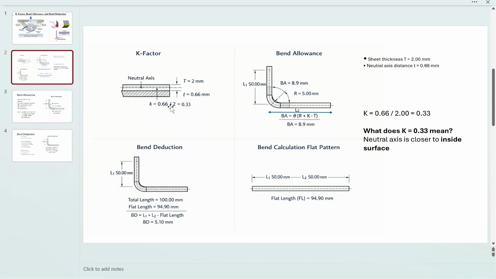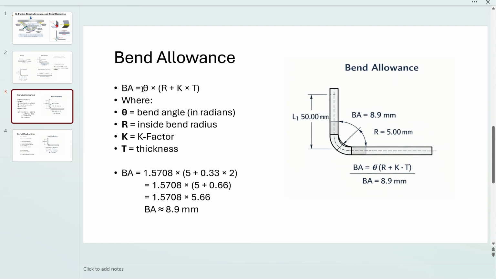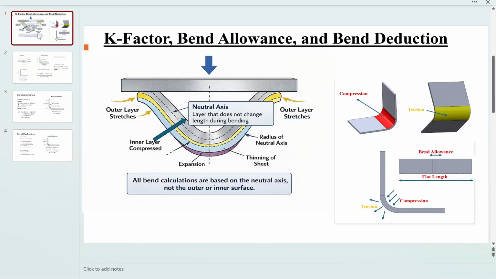Now after the calculation of the K factor, let's see the bend allowance calculation. First of all, what is the bend allowance? Bend allowance is the length of the material, this part, added to account for the bend arc when flattening a part. That means when you flatten this part like this, how much bend arc length there is shows the bend allowance during the flattening of the sheet metal.